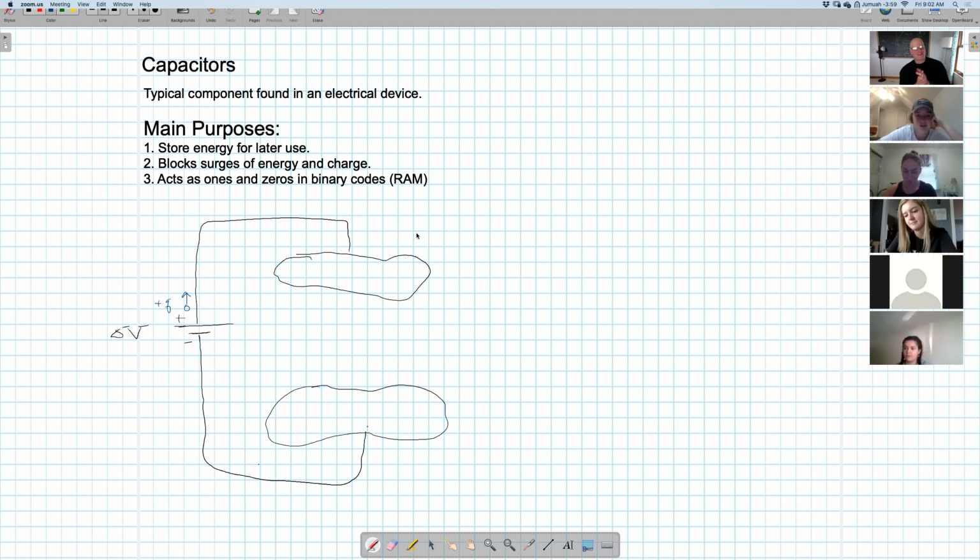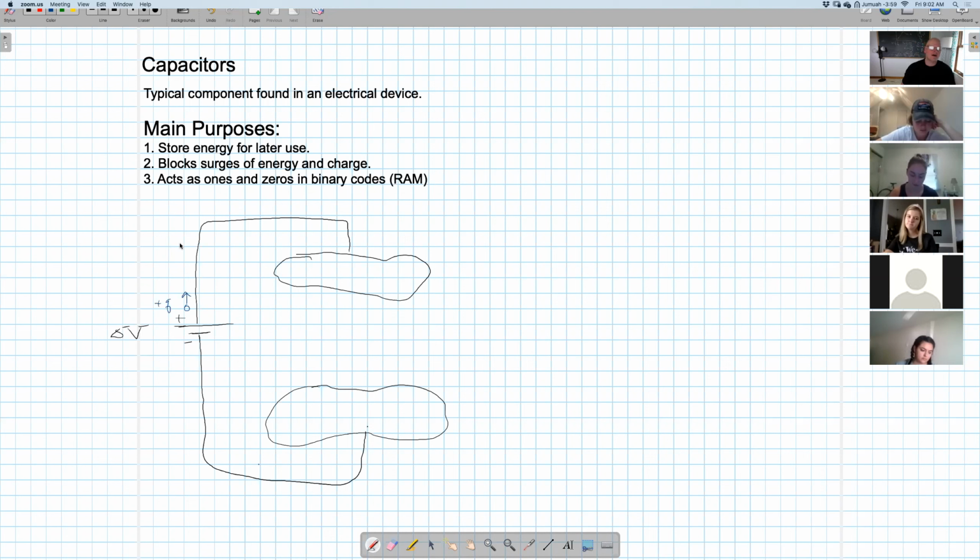So good. So capacitors are typical components which are found in electrical devices, which is what we saw in lab. So basically, the main purpose of capacitors is, number one, to store energy. So the ultimate purpose of putting a capacitor into a circuit is to store energy for some later use. And we'll talk about how they actually store energy and how much energy they can actually store.